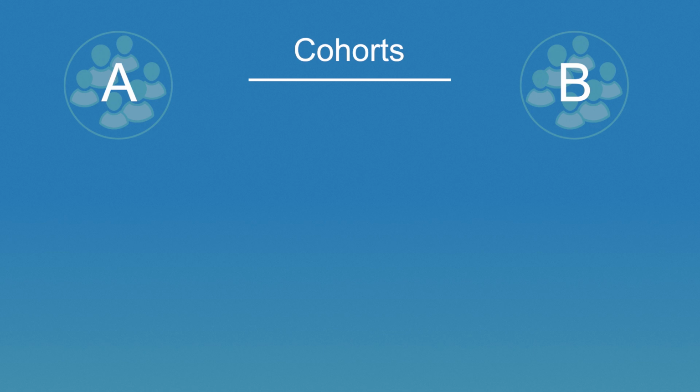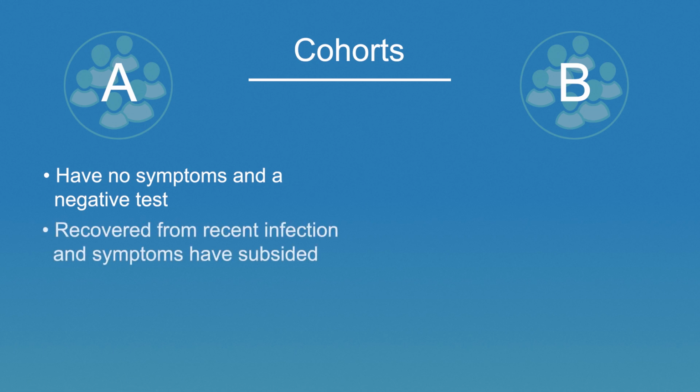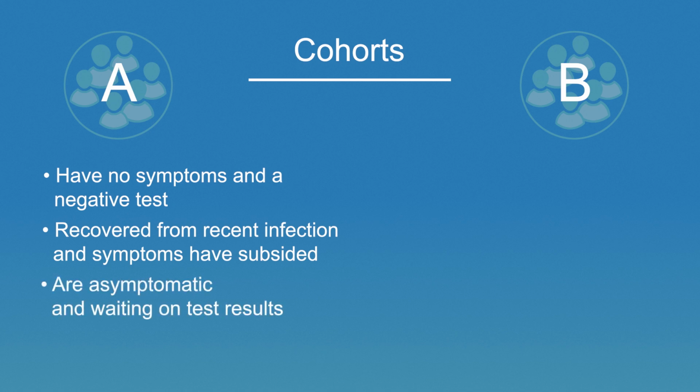Cohort A includes residents who have no symptoms and a negative COVID-19, Mpox, or flu test, have recovered from a recent COVID infection, meaning it has been 10 days since a positive test result or an assumed positive test result, and symptoms have subsided, or the individual has recovered from Mpox, are asymptomatic new or returning program participants awaiting their COVID-19 or Mpox test results, are asymptomatic but were exposed to someone who was COVID positive or has active Mpox.